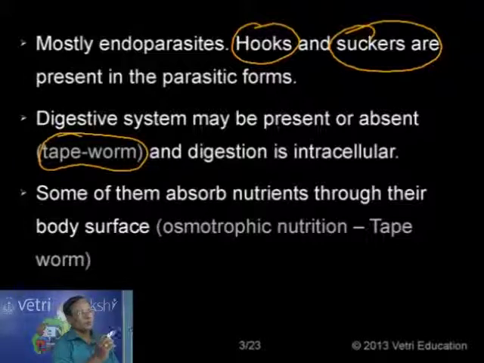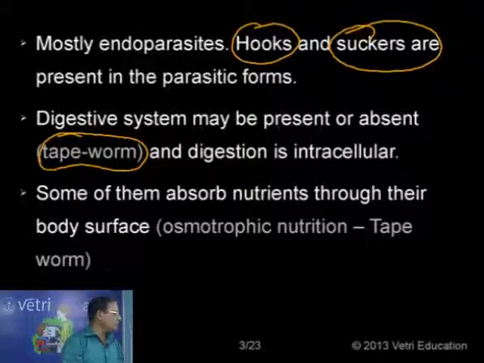The body is made up of many segments, and all the segments absorb the food directly from the external medium. Normally in parasitic forms living inside the body, particularly the intestinal parasites, as they are taking the instant food directly, there is no need for them to have the digestive system developed. So in the tapeworm, there is no digestive system.